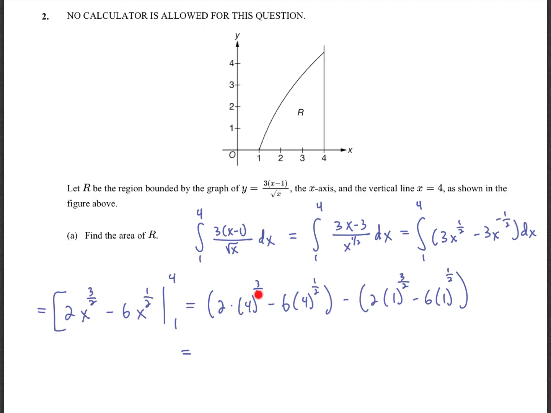So this 2 represents a square root. Square root of 4 is 2, and then this 3 is the power. So 2 to the 3rd is 8 times 2 is 16. Then here this is just square root of 4, which is 2 times 6 is 12, and then minus. And then these exponents don't matter, so this is just 2 minus 6, which is negative 4. Okay, and then that's really 4 plus 4, and that's 8.